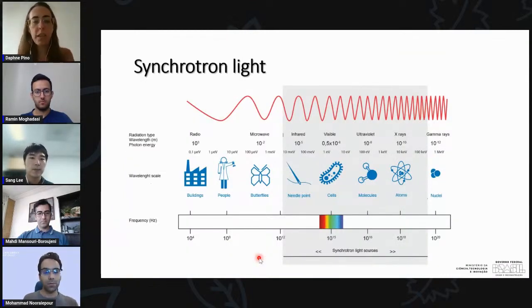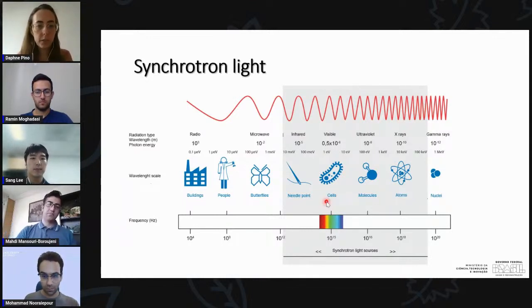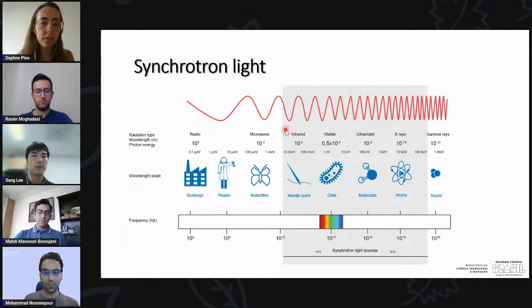It is a type of radiation that has a high brilliance and high energy, and it has a broad spectrum, because you can have synchrotron light from infrared to X-rays. You see that the visible light is here in the middle. So the type of synchrotron light that you're going to use, the wavelength that you're going to use, will depend on the kind of experiment that you want to perform. The two examples that I'll show you today both use X-rays.